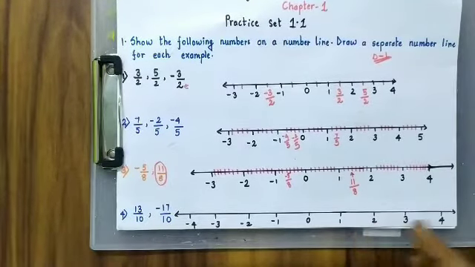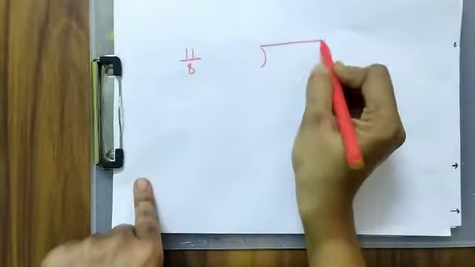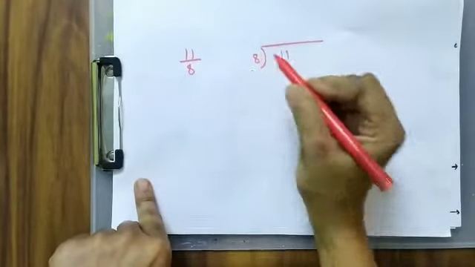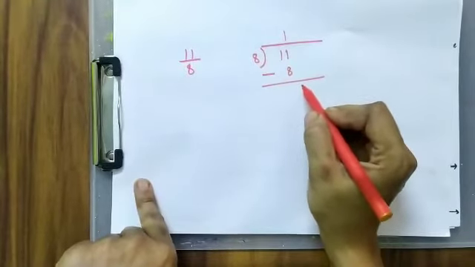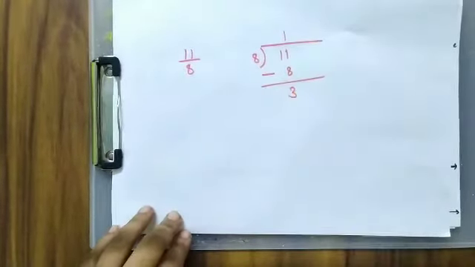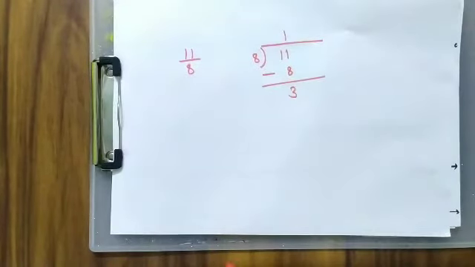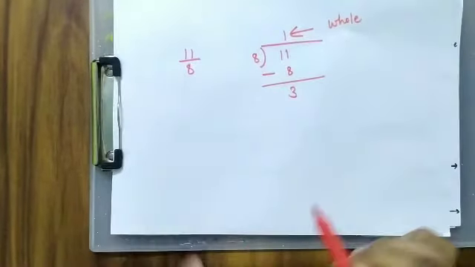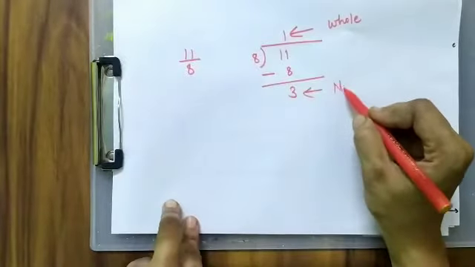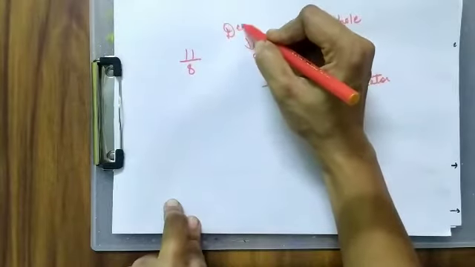Let's see how to convert it into a mixed fraction. So the number was 11 by 8. You will simply divide it. Divide 11 by 8. 8 ones are 8, so the remainder is now 3. Now we are going to convert it into a mixed fraction. How to write it in a mixed fraction? This is the whole part of your mixed fraction. This will be your numerator and this will be your denominator.